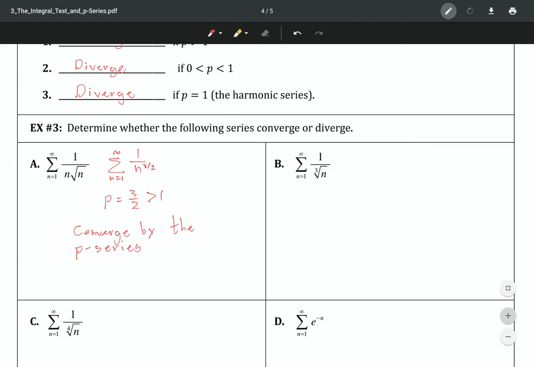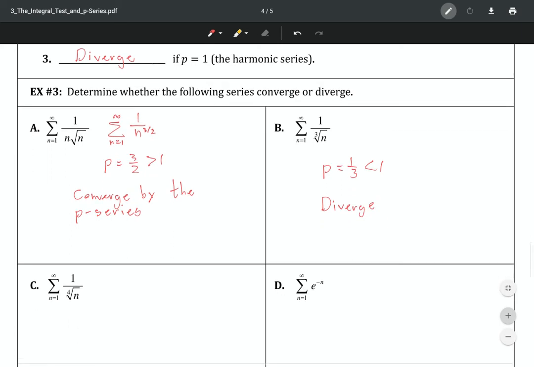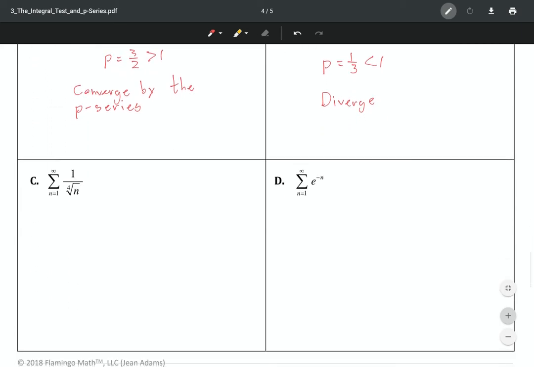On B, hopefully you can tell that p is 1/3, and 1/3 is less than 1. It's between 0 and 1, so this is going to diverge by the p series test. On C, same thing. This p is equal to 1/4, which is less than 1, and therefore that's going to diverge by the p series test.